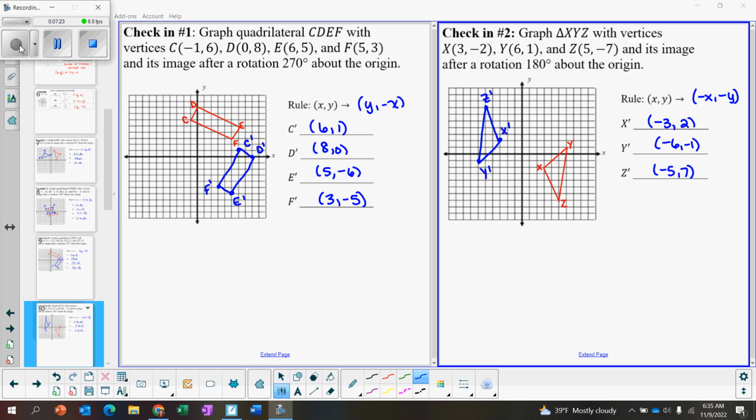All right, let's check our answers here. For the first one, the rule was (y, -x). So we got the points (6, 1), (8, 0), (5, -6), and (3, -5). And for the second one, 180 was (-x, -y). So we got the points (-3, 2), (-6, -1), and (-5, 7).